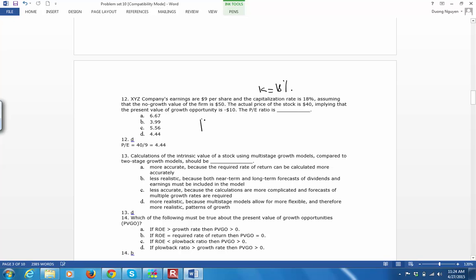What is the PE? PE ratio is basically equal to price, which is P0, over earnings per share, which is E1. So P0 equals 40. Earnings is $9, so 40 over 9 equals 4.44. Alright.